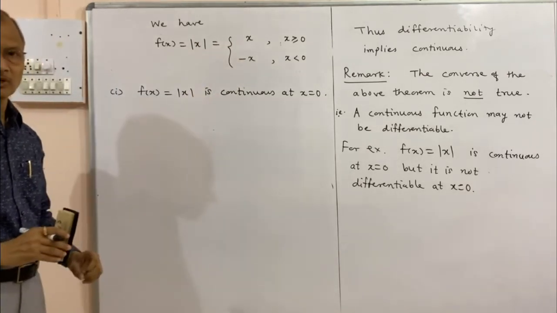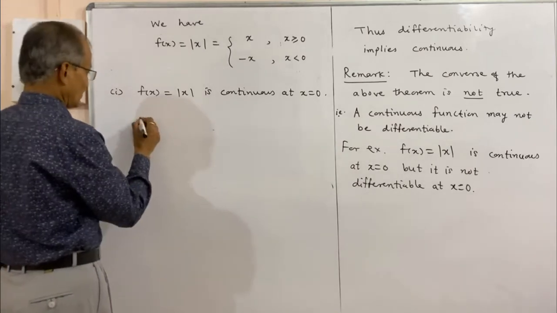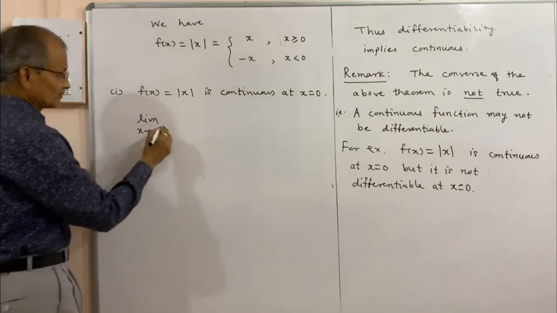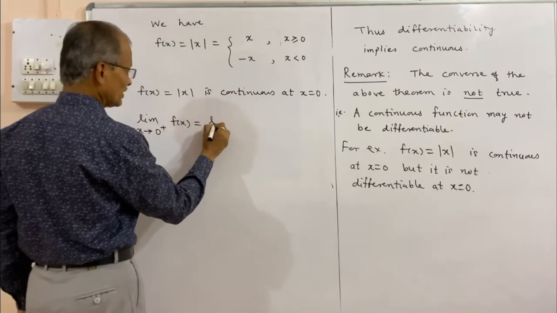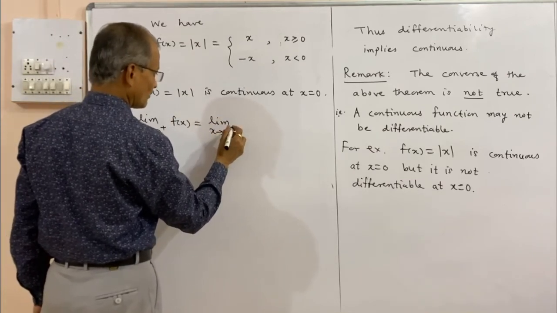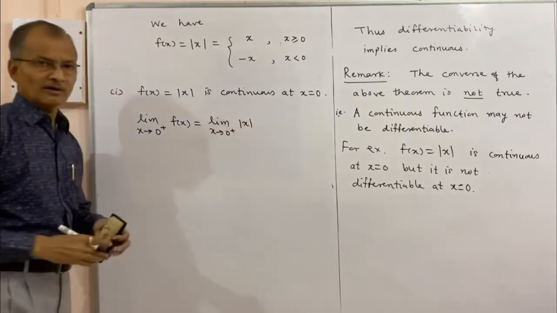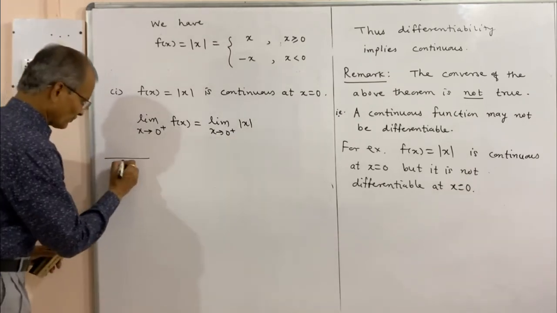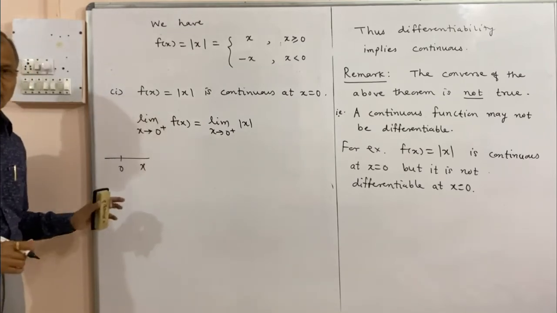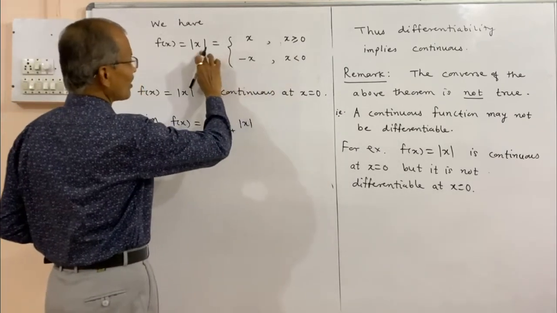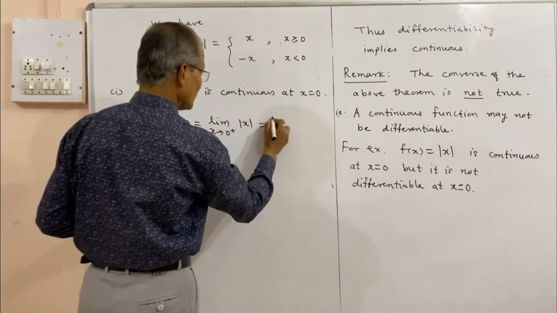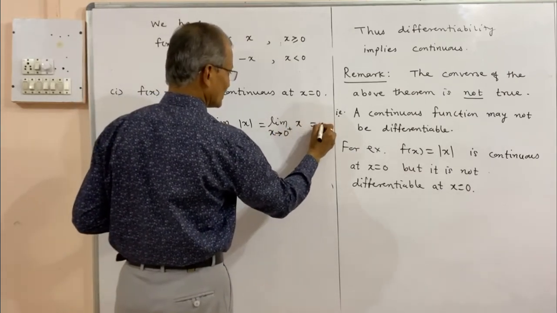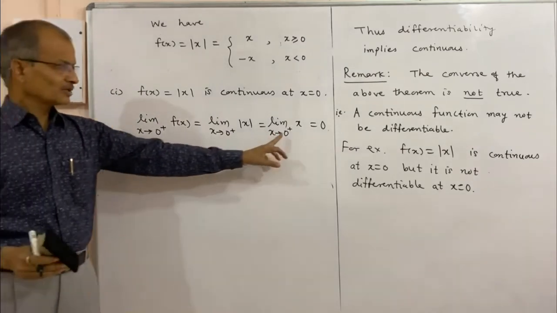We have to find out the two limits, and the left hand limit we will write first. Our right hand limit we shall consider. Limit x tends to 0 from right of f(x) is equal to limit x tends to 0 from right of f(x), that is mod x. And when x tends to 0 from right, it means x is greater than 0. X is on the right side of 0, means x is greater than 0, and therefore, mod of x is x, and this value is limit x tends to 0 from right of x, and that is 0.